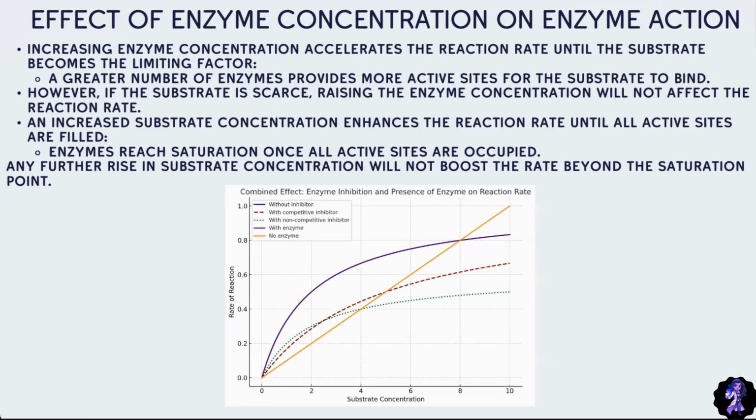Basically, increasing the enzyme concentration is beneficial because it gives more opportunity for the substrate to attach. So the more enzymes that we have, the better, regardless of whether or not there is a competitive or non-competitive inhibitor, because it gives the substrate the opportunity to bind more efficiently. However, if substrates become scarce, no matter how much we increase the enzymes, if we don't have a substrate that can attach, there is no way that the enzyme will lower the activation energy. It will just have no effect whatsoever.